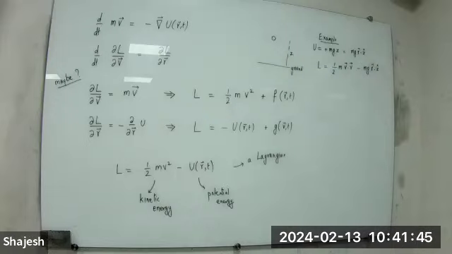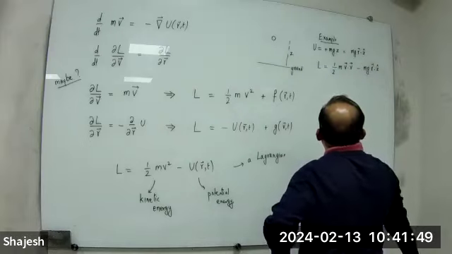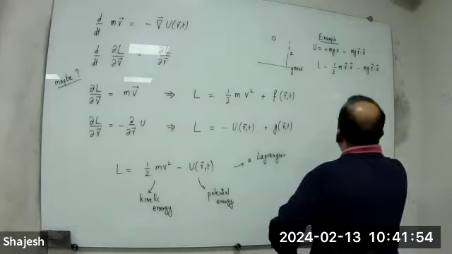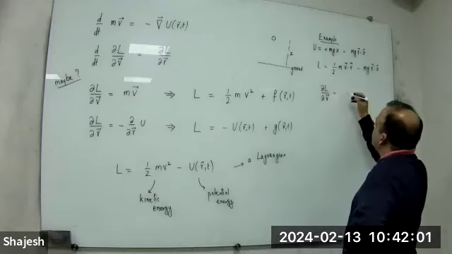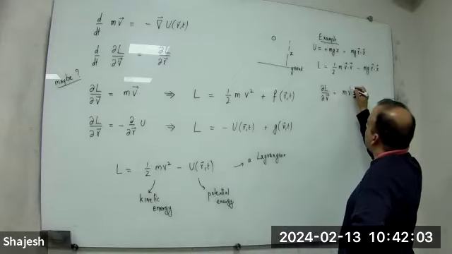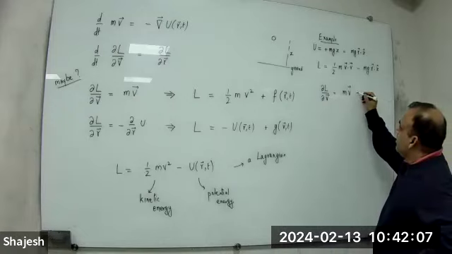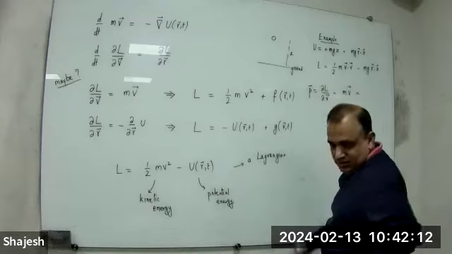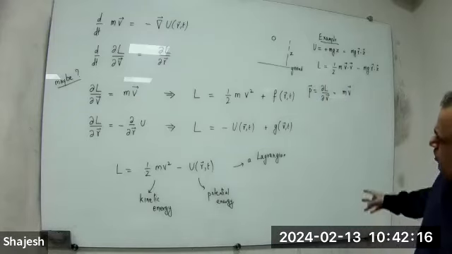And what are the Euler-Lagrange equations? We should have this coming out, correct? Let's see. The Euler-Lagrange equations are this. I first take the derivative with respect to velocity. That's equal to mass times v. And this is the definition of momentum. This is called the momentum, or the canonical momentum. And that is what changes later on.